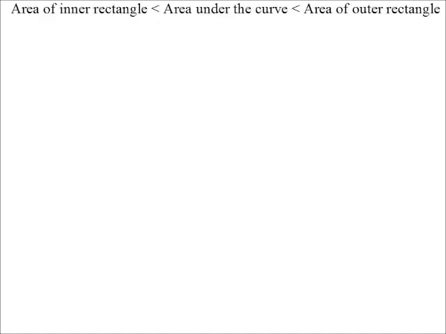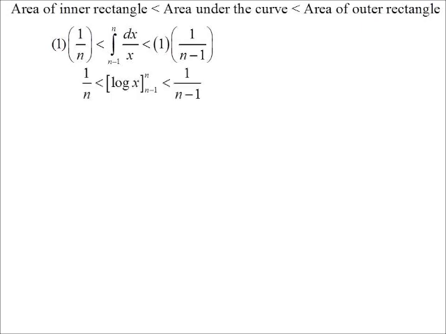Let's say the inner rectangle area will be less than the actual area under the curve, which will be less than the area of the outer rectangle. So 1 times 1 on n, that would be the inner rectangle, is less than the integral, that would be the exact area, is less than 1 times 1 on n minus 1. So the integral of 1 on x is log x, from n minus 1 to n. Substitute in the n and the n minus 1.